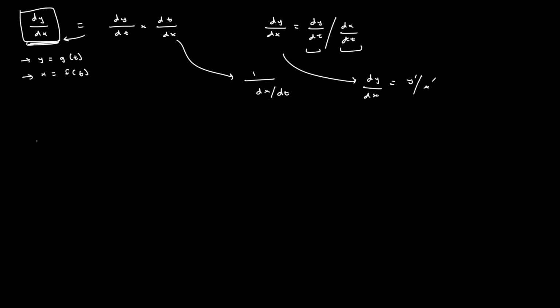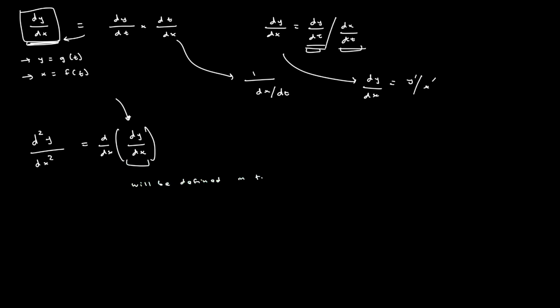Now, what if we want to find the second derivative, d squared y over dx squared? Notice how we can further apply the chain rule: d squared y over dx squared is simply d/dx of dy over dx. But when we get this dy over dx equation, since it's the quotient of two derivatives that are both functions of t, dy over dx will be defined in terms of t. So we cannot directly differentiate it with respect to x.